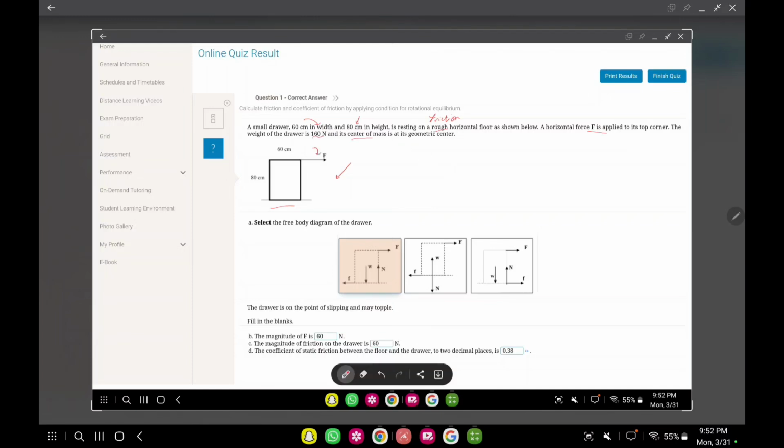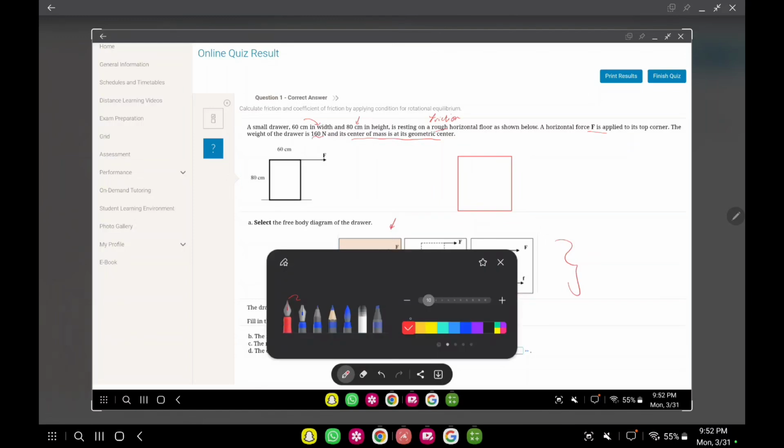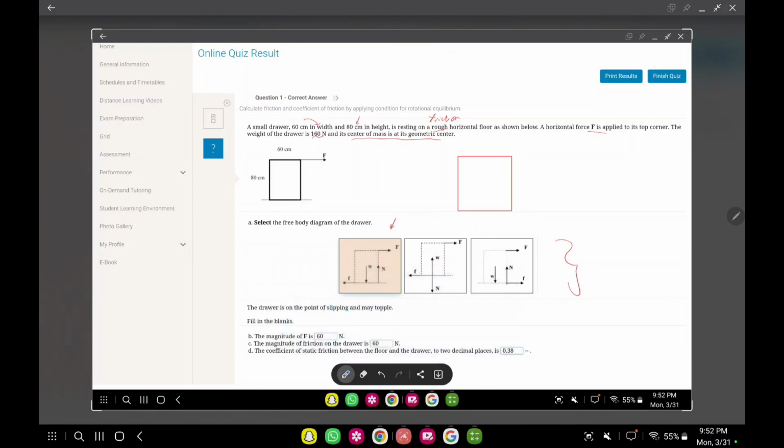What did they tell us? They told us the center of mass is at its geometric center. Draw the free body diagram. Without looking over here, I want to show you how it's going to look. This is the drawer over here. You have obviously a force, and we just call it force F. Obviously the most obvious one is we have a force F here.